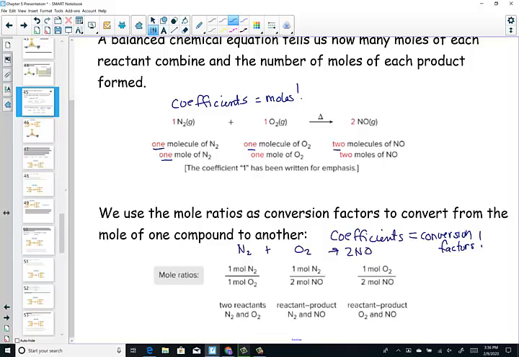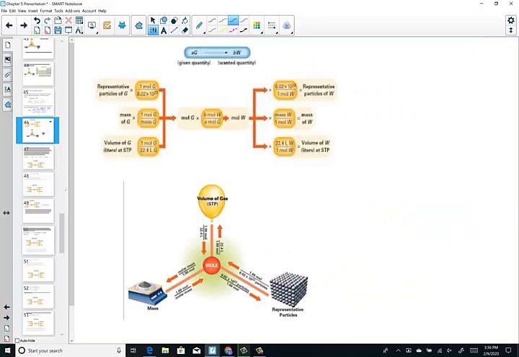What are those relationships? I could see that for every 1 mole of nitrogen, 1 mole of oxygen is required. I could see for every 1 mole of nitrogen, we produce 2 moles of NO. And I could also compare oxygen to the product as well. All of these different mole ratios are allowing us to convert from one unit to another from a balanced equation.